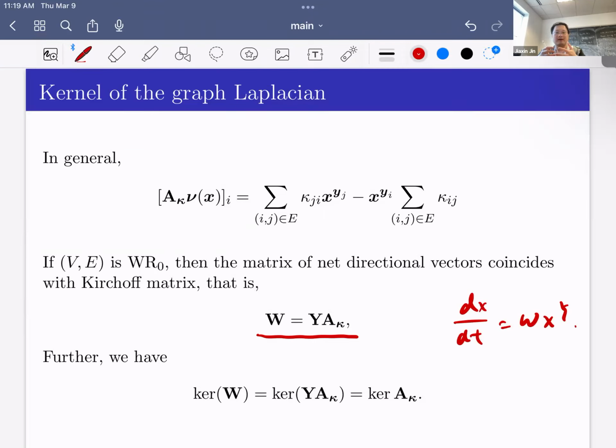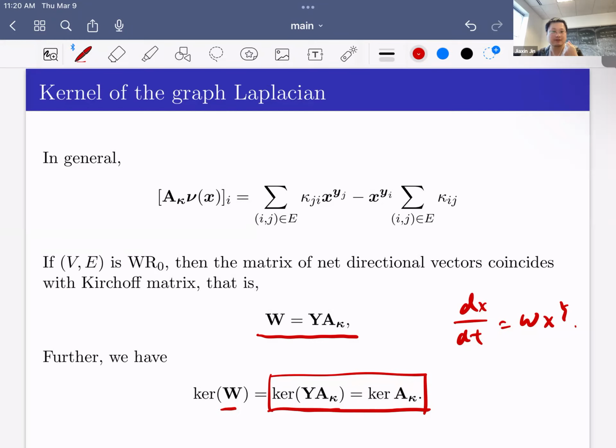So you just need to figure out the kernel of W to make this dx over dt equal to 0. And moreover, if the system is WR0, we have W equals to Y AK, and Y AK's kernel is equal to AK's kernel. This is because we know that if it is deficiency 0 and weakly reversible, the steady state is a complex balanced steady state. So they are the same. So if we want to focus on the kernel of AK, we can directly look at the kernel of W. And by computing W, we know the information of the kernel of AK.